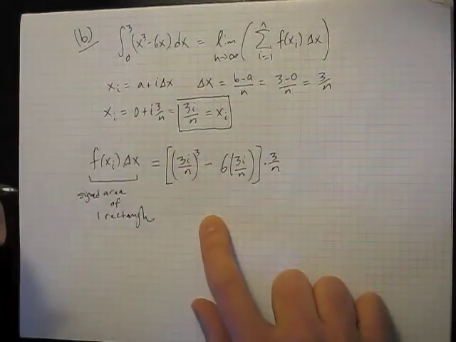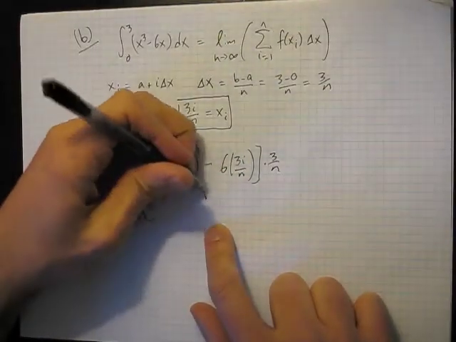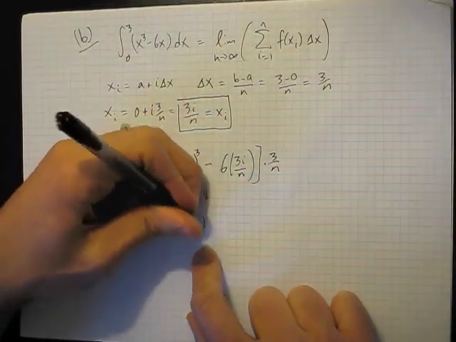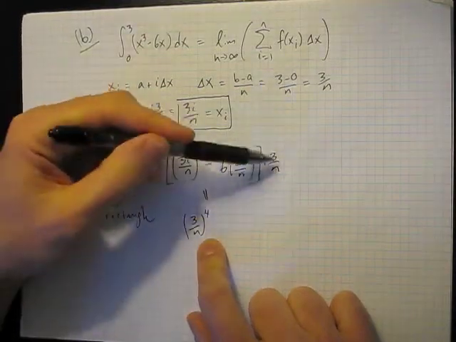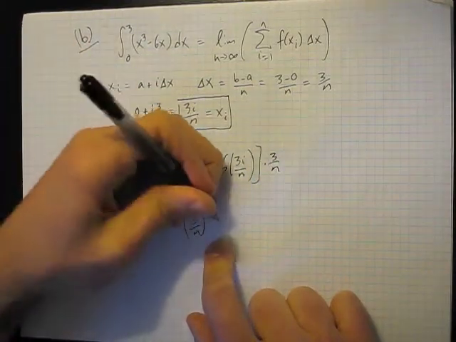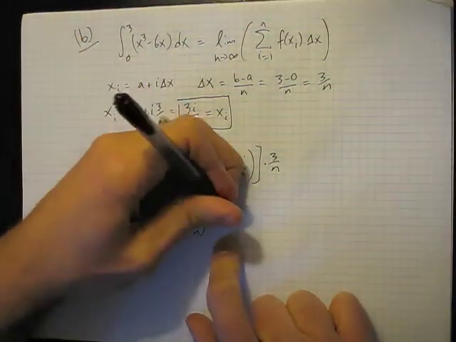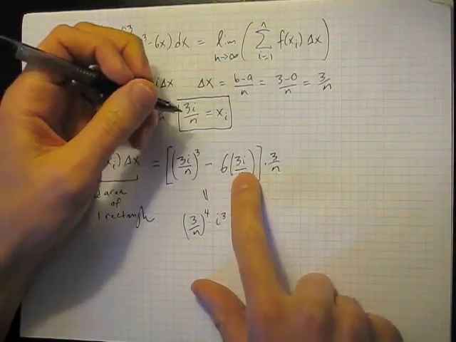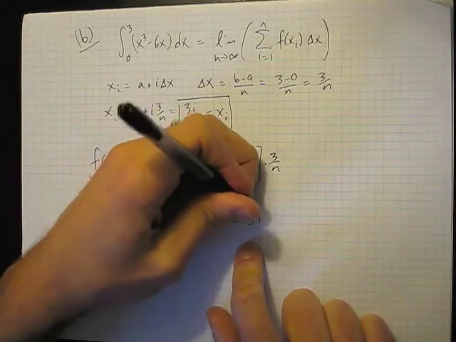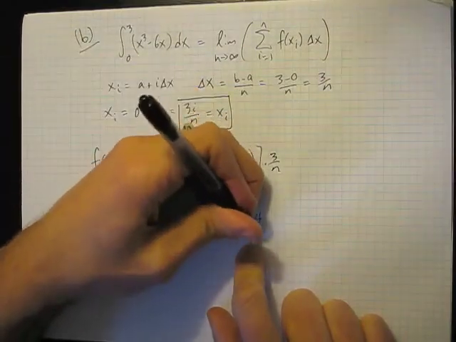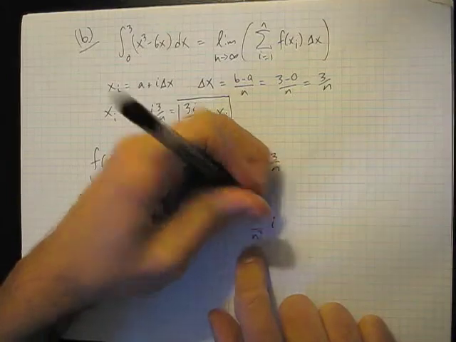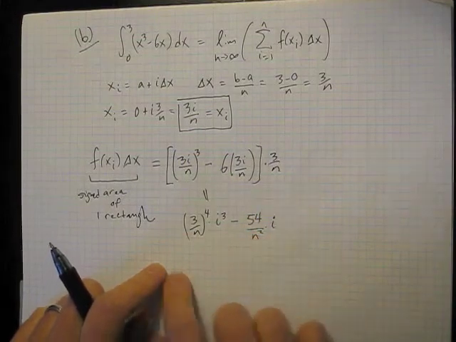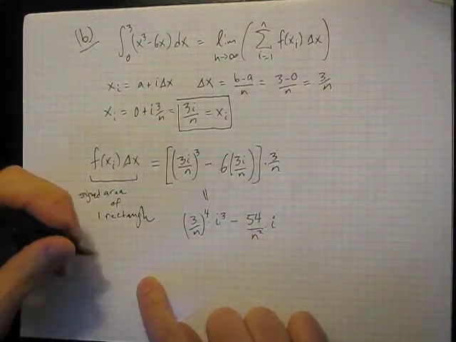So I want to simplify this a little bit because we're going to put it into a sum here. So this will simplify if we factor this out. We'll get 3 over n to the 4th power, because we're multiplying 3 over n times this, times i raised to the 3rd power minus, and then let's see, this would be 6 times 3 is 18, times 3 is 54 maybe. Let's do 54 over n squared times i. So this is what we get when we expand this out. And then we're summing this expression.